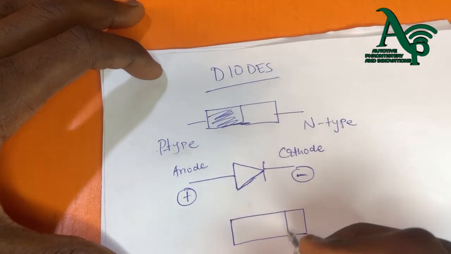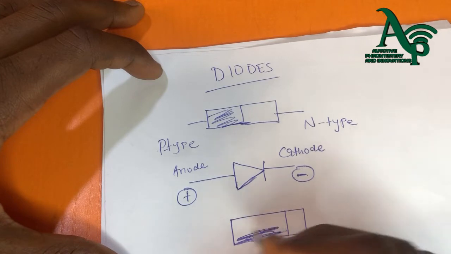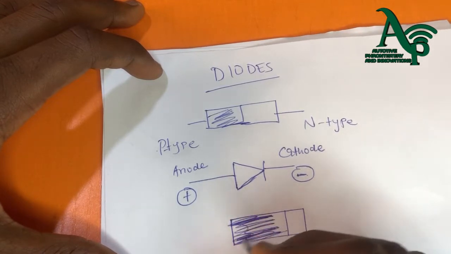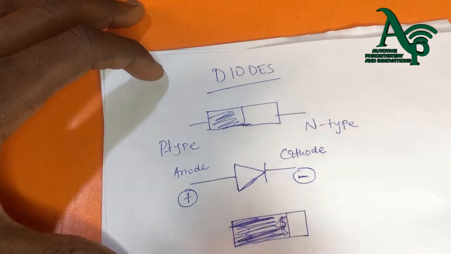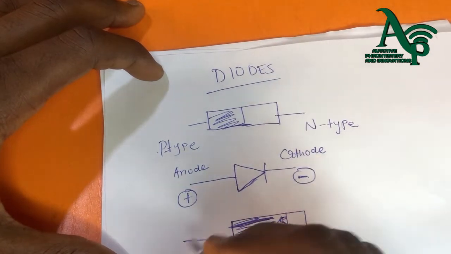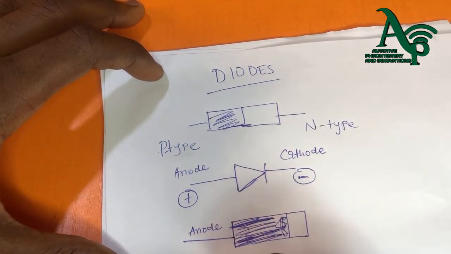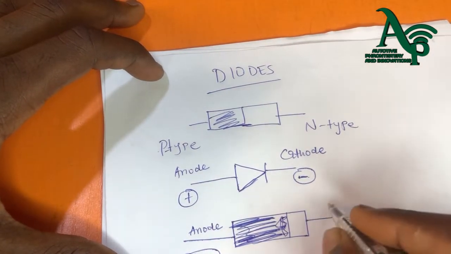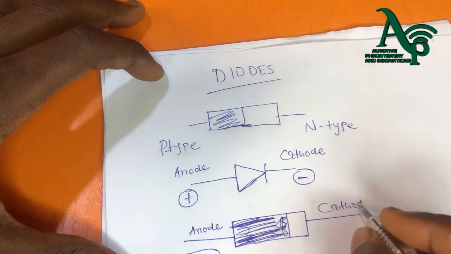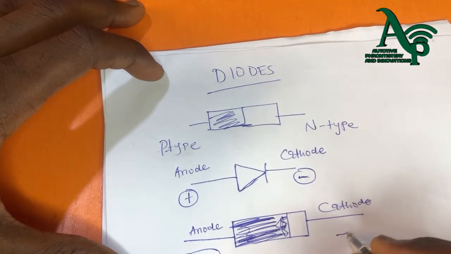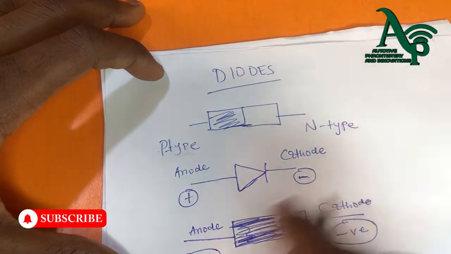And this is the physical representation of how the diode looks. We'll have one side that is shaded black and the other side that is white. So the shaded part is the anode, which is the positive of the diode, and the other white part is the cathode, which is the negative of the diode.